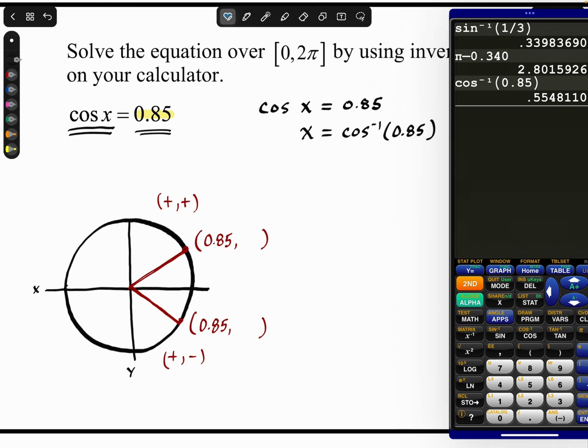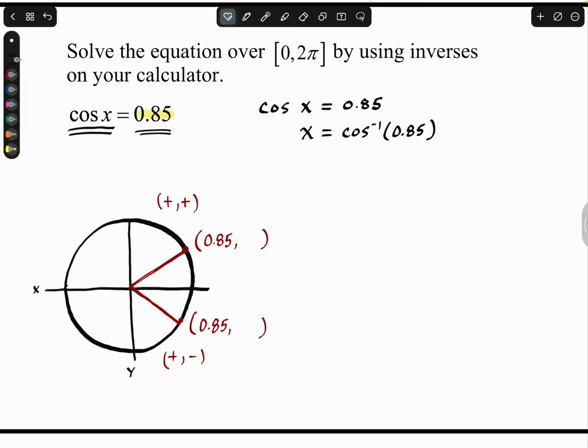So we have x is approximately 0.555 radians. That means the angle we just found right here is 0.555 radians. If that's one of our angles, we still need to figure out what the angle is going to be down here in the fourth quadrant.